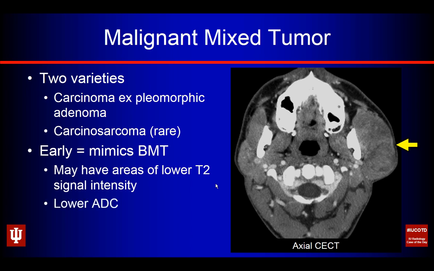They also tend to have lower ADC, and late in disease they become aggressive in their appearance and very invasive and infiltrative. Take a look at this one right here. I can't even make out the distinction between where it's involving the parotid and where it's invading the masseter. The whole area has been replaced by tumor in this patient that had a malignant mixed tumor of the left parotid.